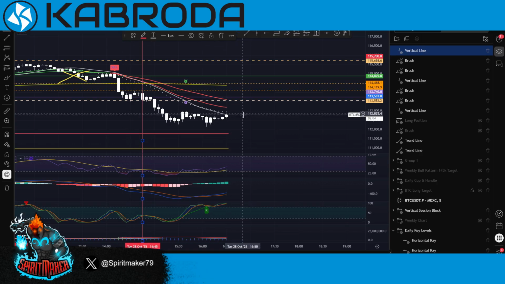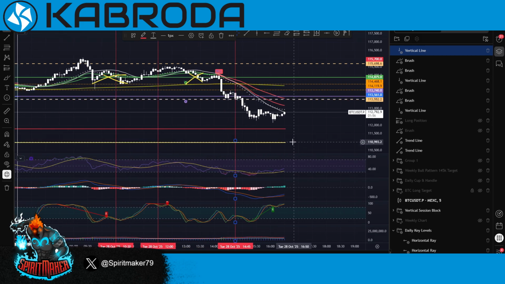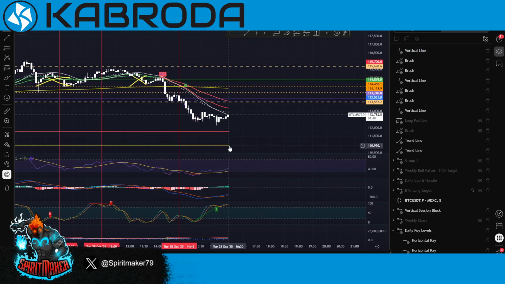This could easily climb up and start to roll over and lose the pattern and keep going down. We'll have to watch to see. What I'm going to look at here is my weekly down here at 110,000, basically 111,000. So we could come back down in this area and test the weekly point of control. We'll have to watch. We're sitting here on the 5 minute.